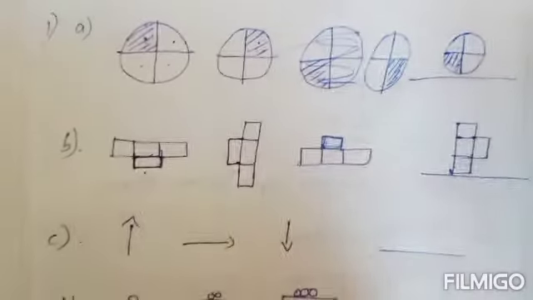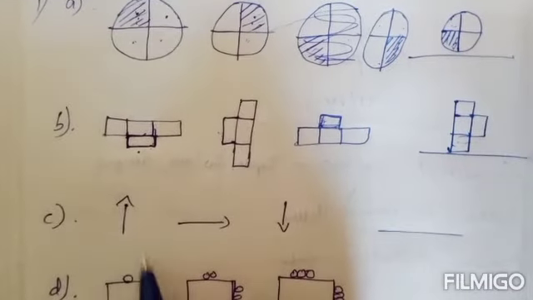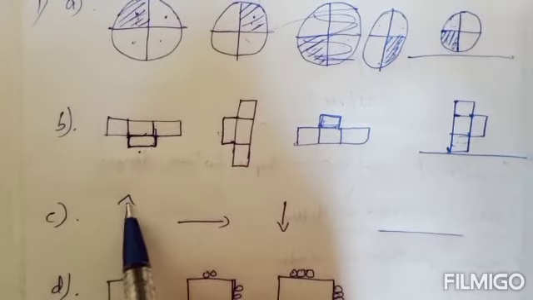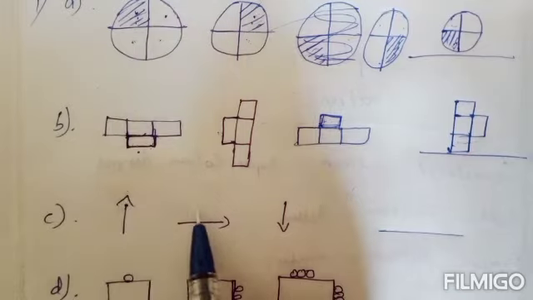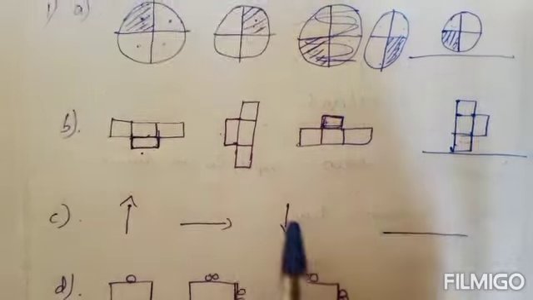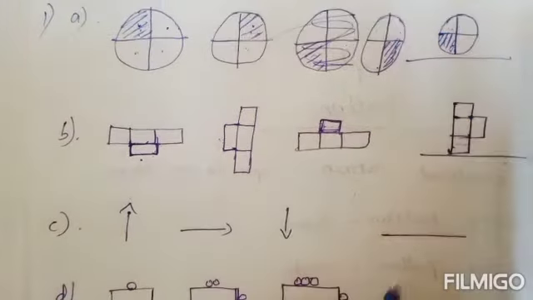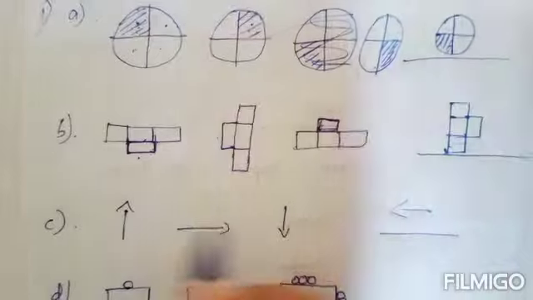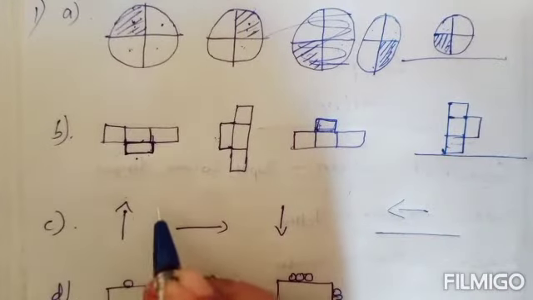Next, see this arrow. First it is pointed towards the top, then to right, then to down. Fourth one, it will be to the left. This is also rotating in the clockwise direction.